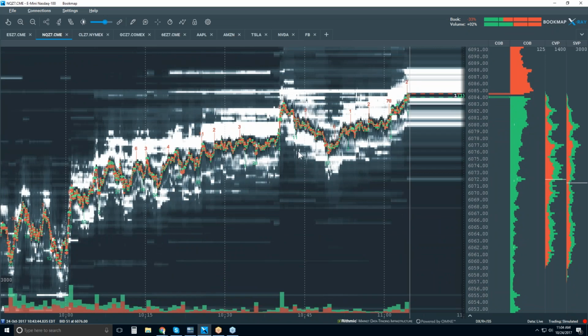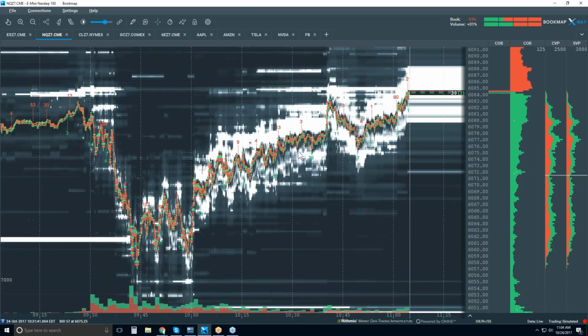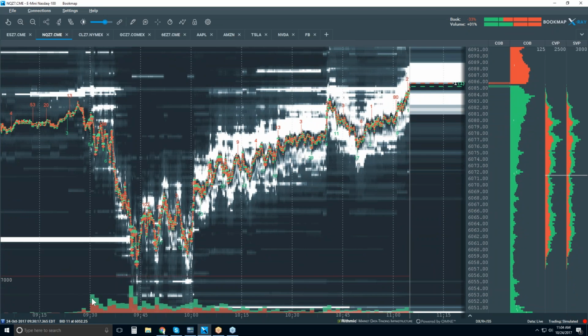All right, zoomed out here, here's our 9:30 open. You can see the volume really picks up. Now, this is something that I wanted to show.